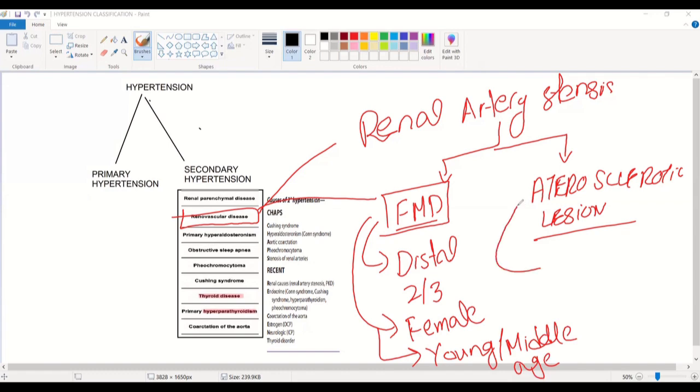What about atherosclerotic lesion? Proximal 1/3 of the renal artery. Proximal 1/3, common in older males and smokers.